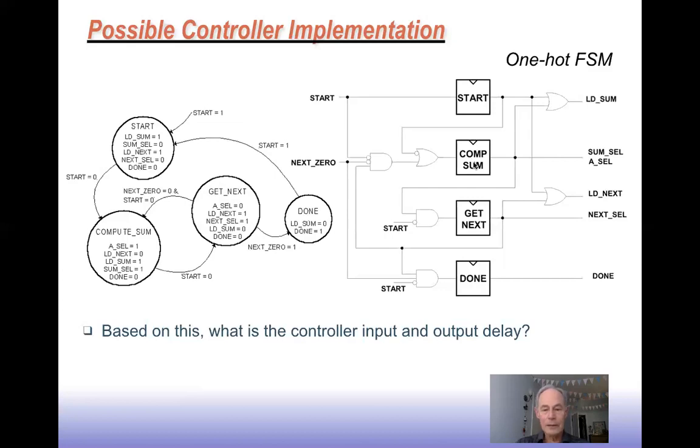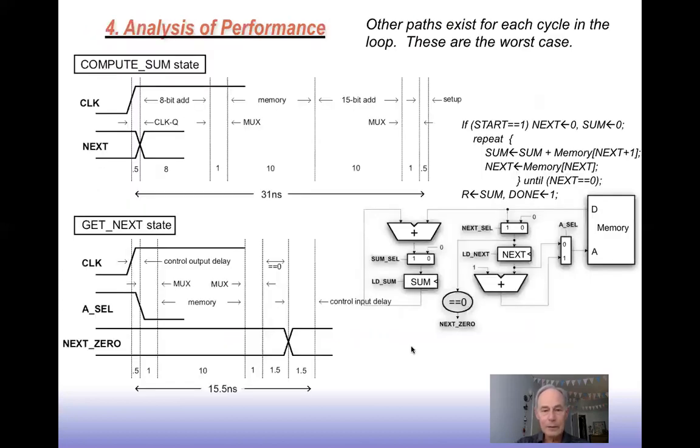Okay, so we have that. So now we can do a detailed timing analysis, and that's what's shown on this slide here. There's a lot of information on this slide, so I'll go through it slowly. What I've done here is shown the analysis, showing the waveforms and the delays associated with the worst case path for each of the 2 clock cycles, or the 2 states associated with the body of this loop. Right? So the first one is the compute sum state, and the second one is the get next state.